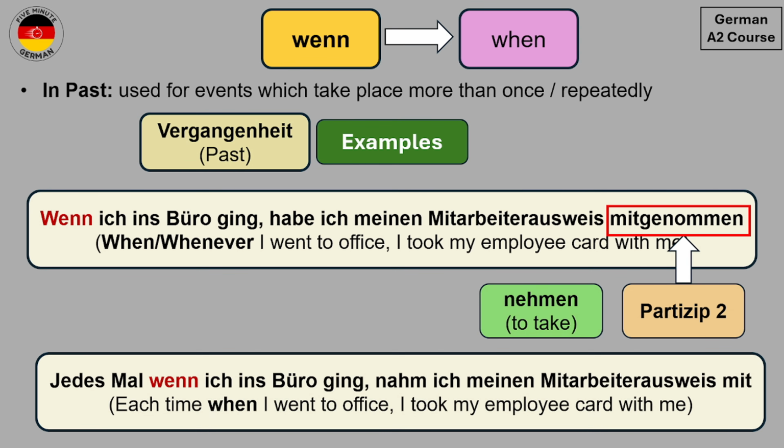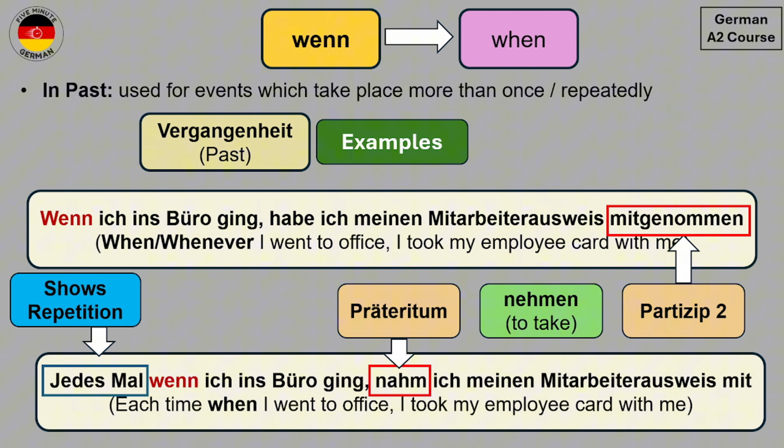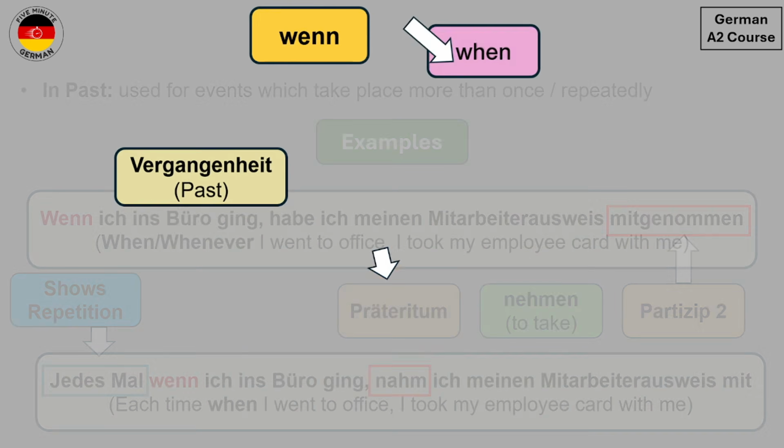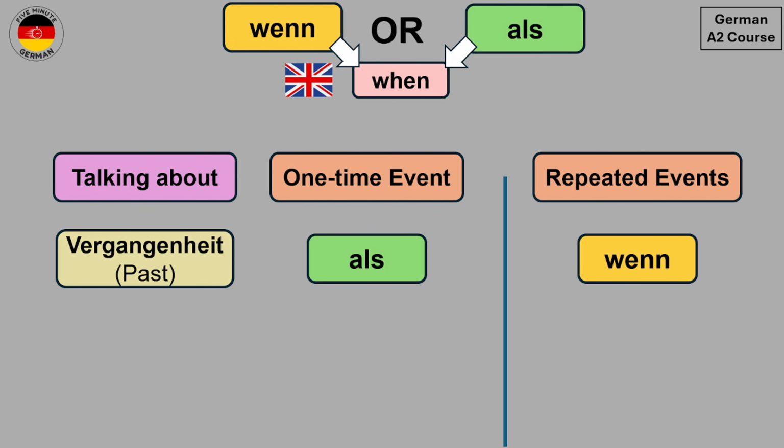So I can say, jedes Mal, wenn ich ins Büro ging, nahm ich meinen Mitarbeiterausweis mit. Each time when I went to office, I took my employee card with me. So you see the word jedes Mal shows repetition. And in this sentence, I have used nahm, which is the first person Präteritum form of the verb nehmen. So since we are talking about the past, that's why it is important to use the past forms. So if you are talking about a repeated event which happened in the past, then you will use when. And if it is a one-time event, then you will use als.